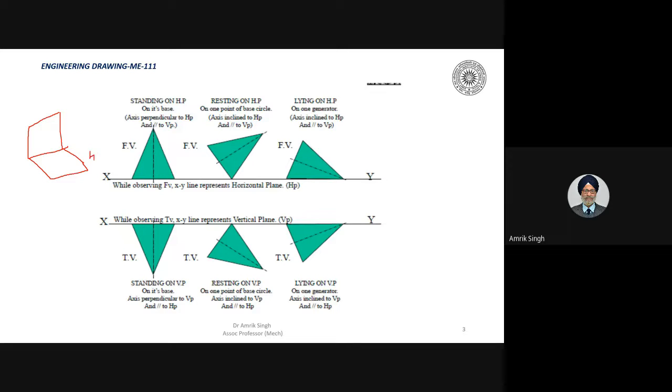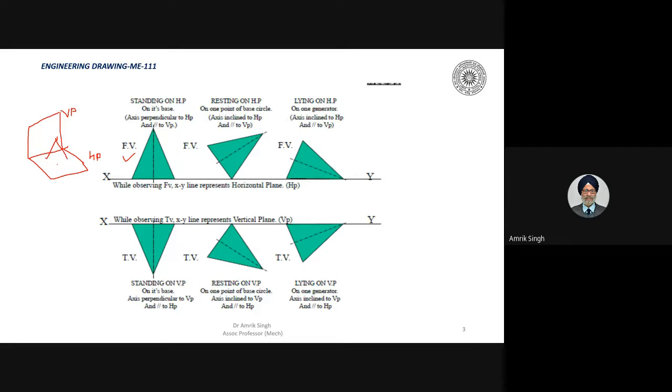So this is a horizontal plane. This is a vertical. This you have learned. So if I place a cone which is resting on HP, what will be the front view? Front view will be this. When I place this cone here, this will be the front view. Make it like this.